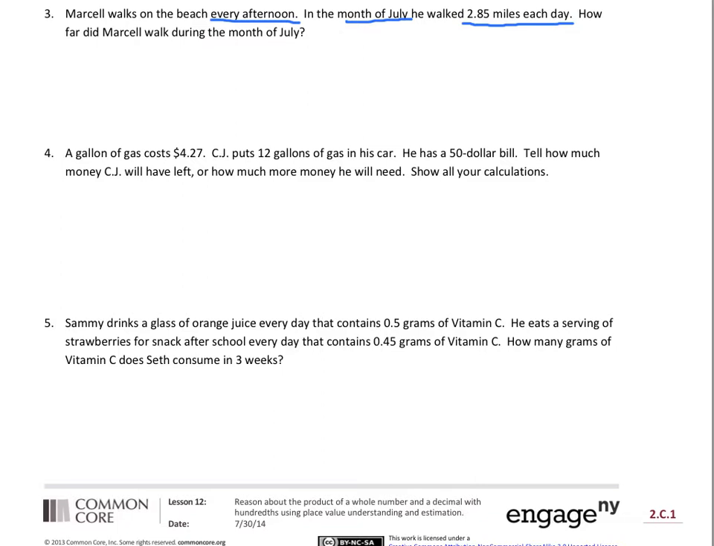We have most of the information that we need. The only thing that we don't know is how many days there are in the month of July. It's not given to us. However, that's something that you should know or you could look up rather easily. In July, there are 31 days. So what we're going to do in this problem is multiply 2 and 85 hundredths by 31. With the problem set up, let's solve.